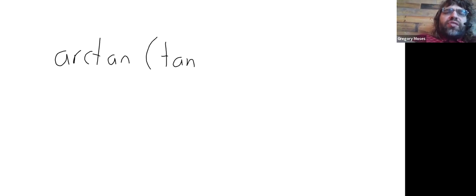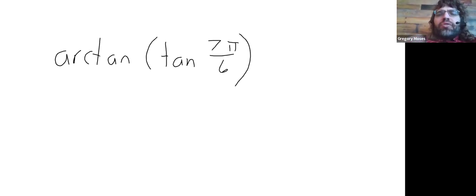I've done a few examples with the cosine in this section. Let's do one final example with the tangent, just for a little variety. Let's find the arctangent of the tangent of 7 pi over 6.